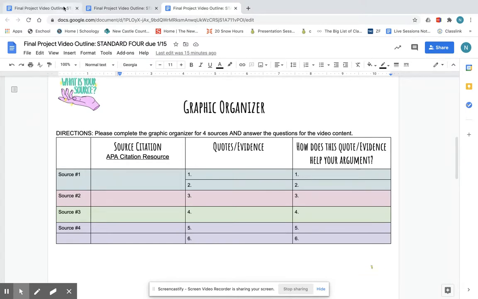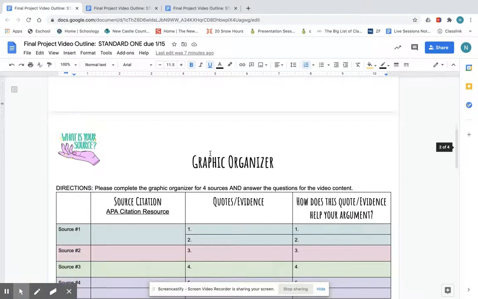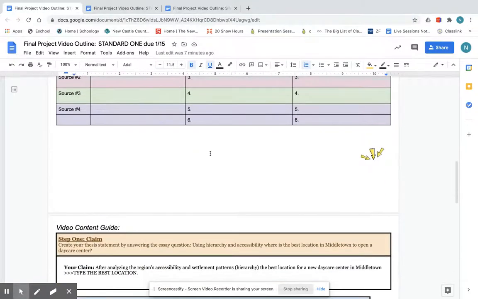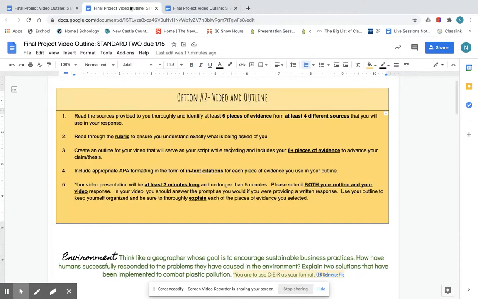So just to recap, we have 3 prompts that go with the video and outline. For your video and outline, what is expected of you is to complete this guide that accompanies each prompt, but you're only required to do one prompt. So you just need to pick one and complete it.